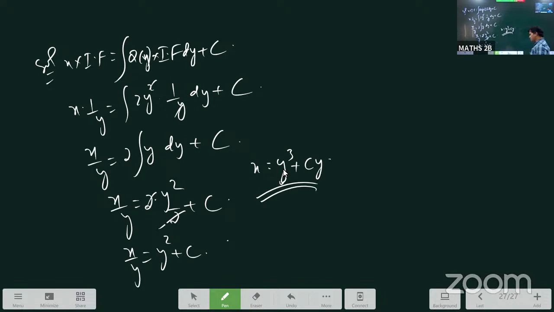So with this, your short answers of differential equations are done. Let us do a few 2 marks of differential equations, especially order and degree. Order and degree of the differential equation is very important. Is it clear?